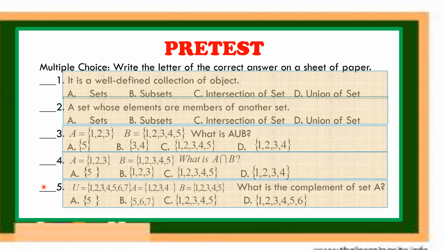Number 5. Set U is a set whose elements are 1, 2, 3, 4, 5, 6, 7. Set A is a set whose elements are 1, 2, 3, 4. And set B is a set whose elements are 1, 2, 3, 4, and 5. What is the complement of set A? Letter A, 5. Letter B, 5, 6, 7. Letter C, 1, 2, 3, 4, and 5. And letter D, 1, 2, 3, 4, 5, and 6.